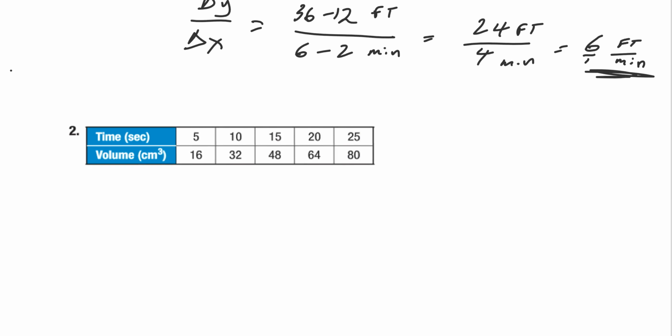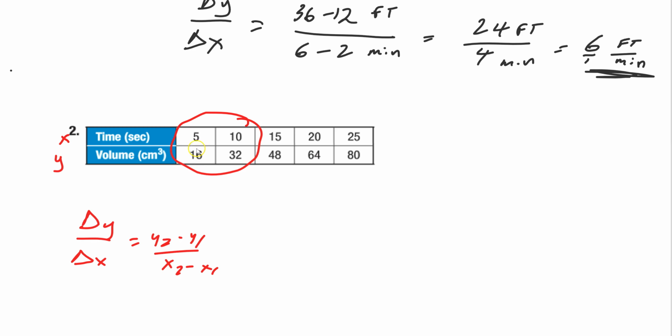So this is the next one. I'll make this a little bit easier. We'll just worry about these two right here. Again, it's a straight line. They don't specify, so you pick any 2 points you want. So again, x and y. We're going to do change in y over change in x. So y2 minus y1 over x2 minus x1. This is x1 and x2, y1 and y2.